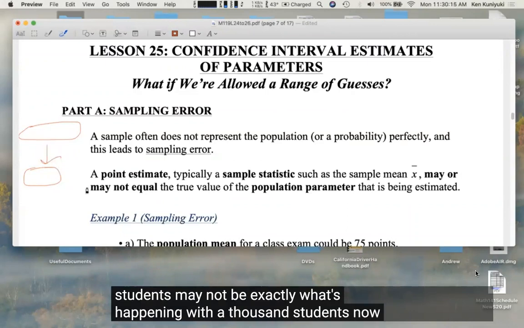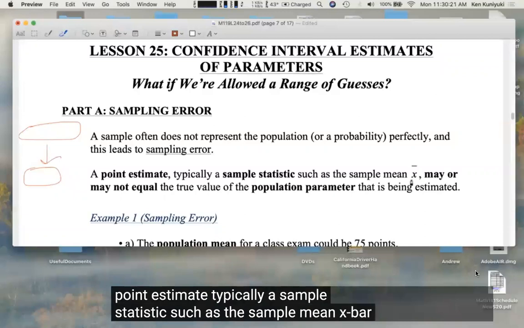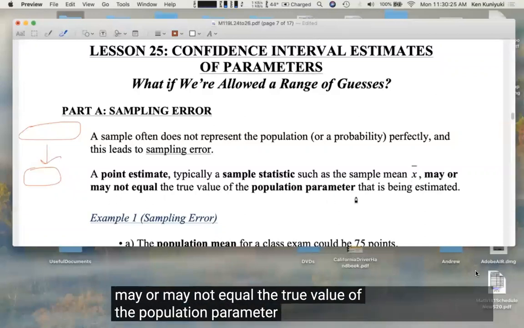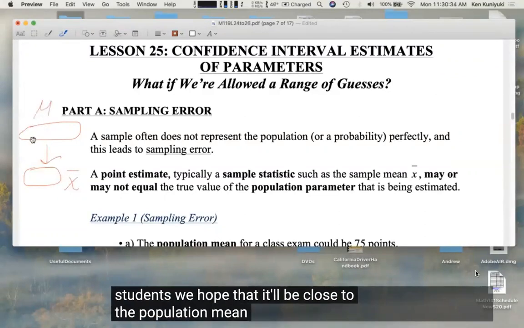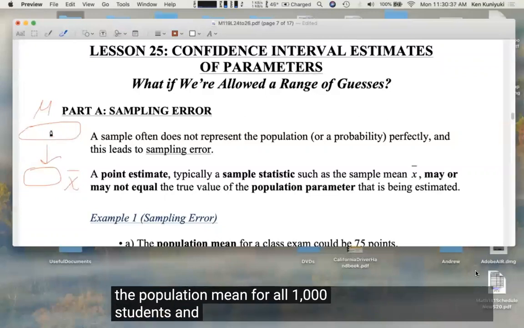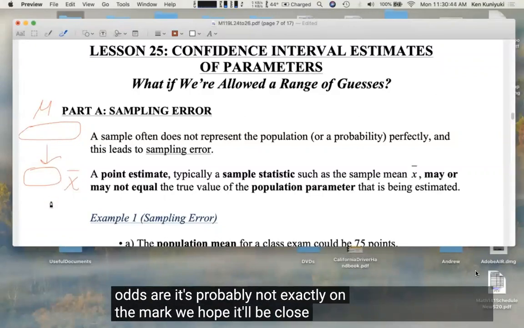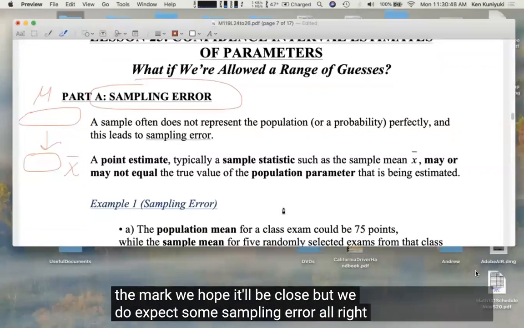Now, a point estimate, typically a sample statistic such as the sample mean, x bar, may or may not equal the true value of the population parameter it's trying to estimate. For example, if we take a sample mean for this sample of 5 students, we hope that it'll be close to the population mean for all 1,000 students and their test scores, but the odds are it's probably not exactly on the mark. We hope it'll be close, but we do expect some sampling error.